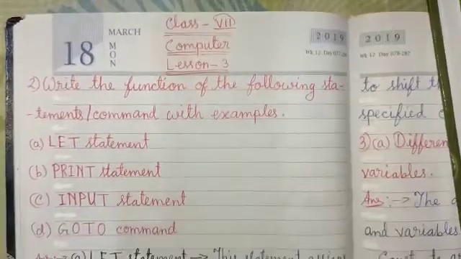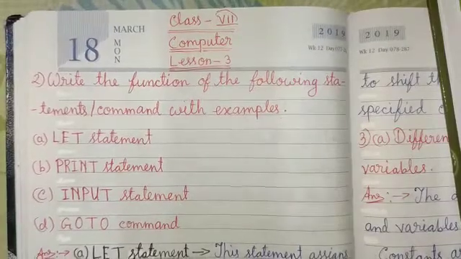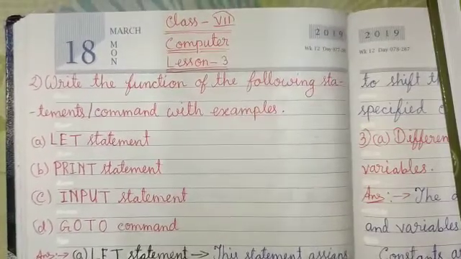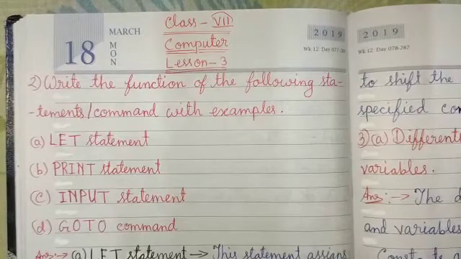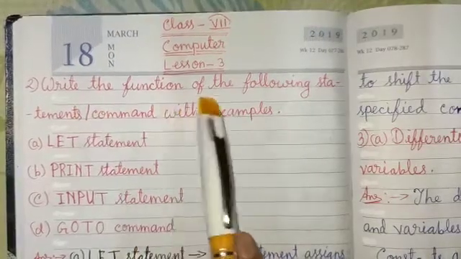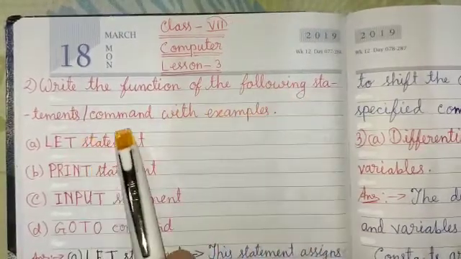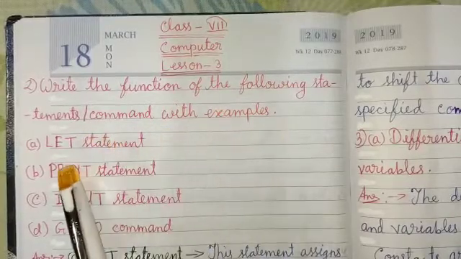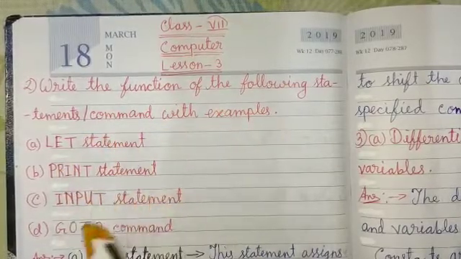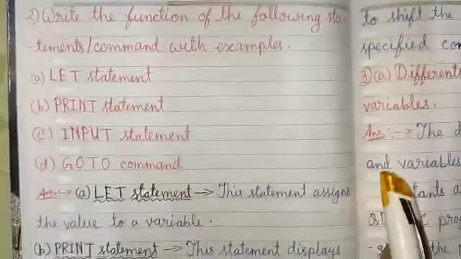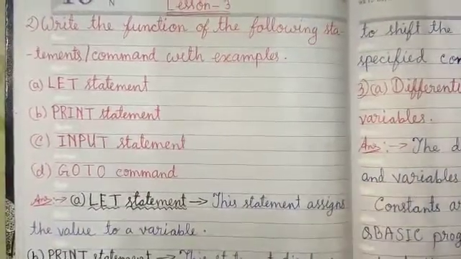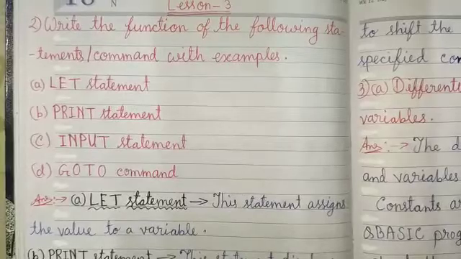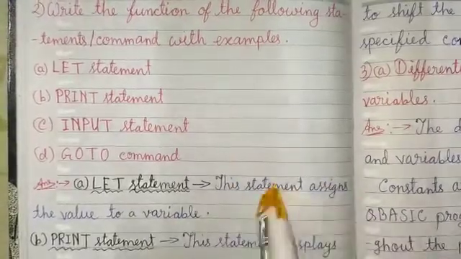In this video, I will discuss the lesson 3 question answers of class 7. Let us start. Write the function of the following statements or commands with example: let statement, print statement, input statement, go to command. In this question, we have to write the functions of the following commands.